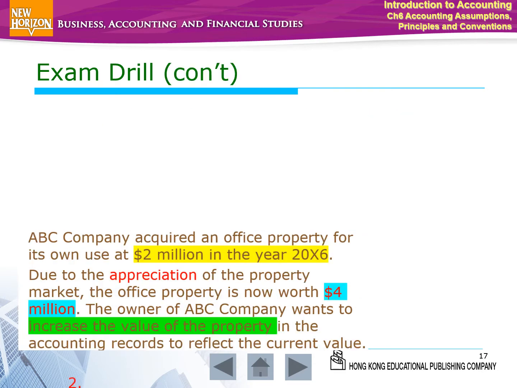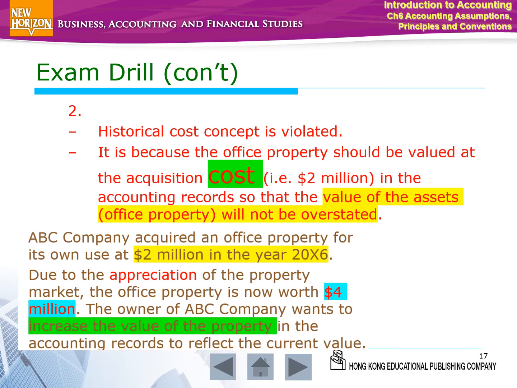Because the question is talking about cost and market value, the historical cost concept is violated, and then you proceed to give the meaning of the historical cost concept by telling us that the office property should be valued at the acquisition cost, that is $2 million, in accounting records, so that the value of the assets will not be overstated.